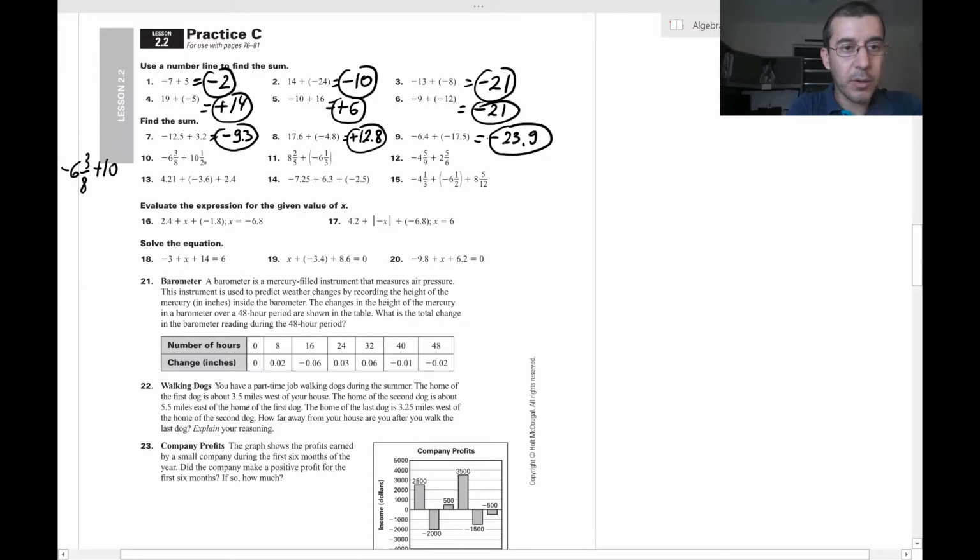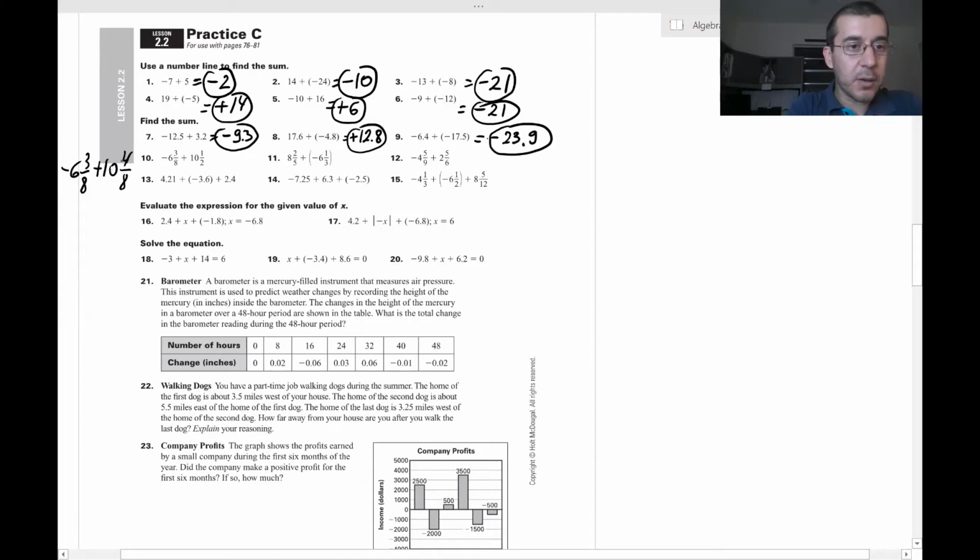But 1 over 2, we have to convert to something over 8. So to get 2 to 8, we multiply 2 by 4. When we multiply the denominator by 4, we have to multiply the numerator by 4 as well. So this is 1 times 4 is 4. So 1/2 is the same as 4 over 8.